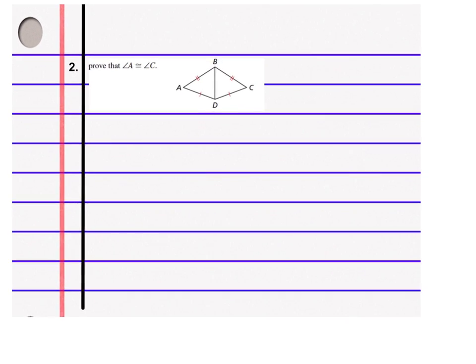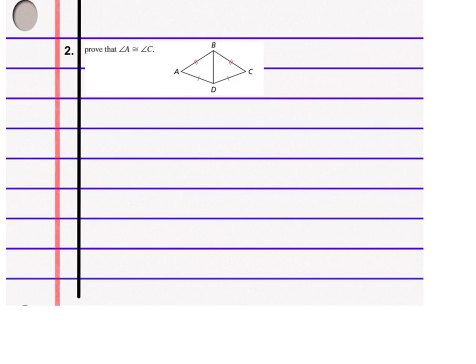All right, let's try another one. Prove that angle A is congruent to angle C. So I can already tell I'm going to need to use CPCTC because it's asking me about angles. All right, so it's already marked on here that AD is congruent to DC and that AB is congruent to BC. Is there anything we can add? Hopefully you're thinking that reflexive property.